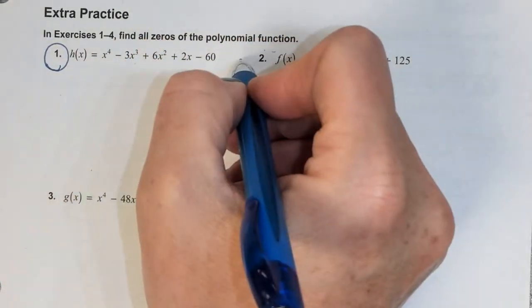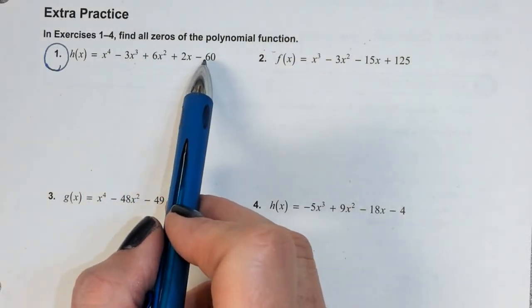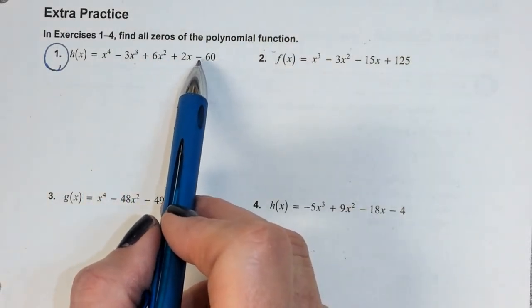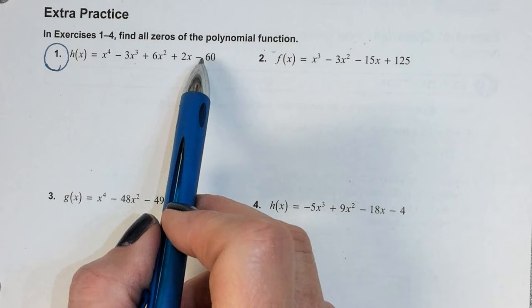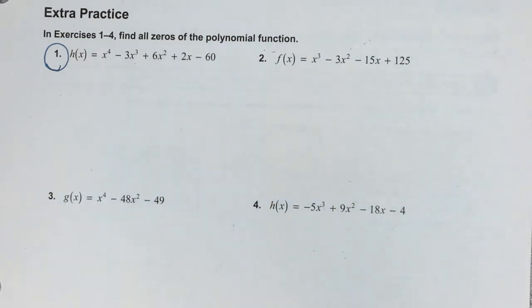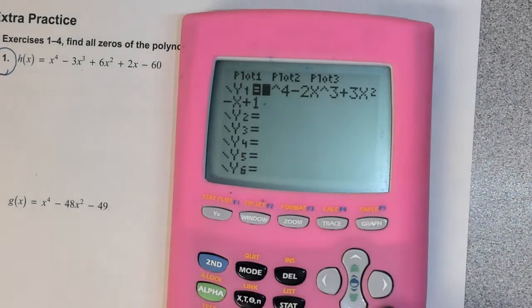So I'm looking at this problem. I'm thinking about all the options that I could have. I could have solutions of plus or minus 1, 2, 3, 4, 5, 6, 10, 12. I mean, there's so many possibilities, aren't there? If I were to list them using that P over Q method, I don't even want to mess with that. So here's what I'm going to do instead. You might want to do this along with me.